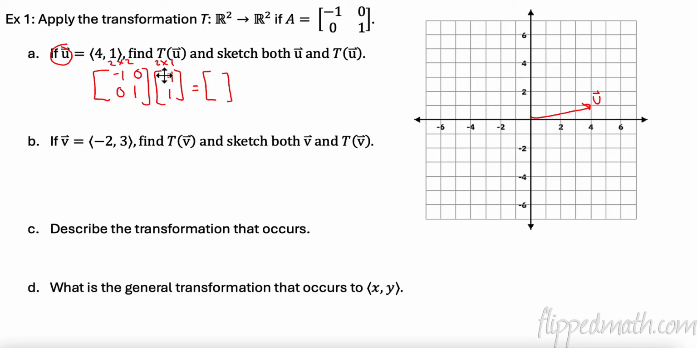-1 times 4 is -4, plus 0 times 1 is 0, so this is just going to be -4. My second element here is row 2, column 1. So row 2 is 0 times 4, that's 0, plus 1 times 1 is 1. So my new vector is now going to be -4, 1. We write that as the vector of u transformed, the transformation of u. I'm going to graph that up here, -4, 1.